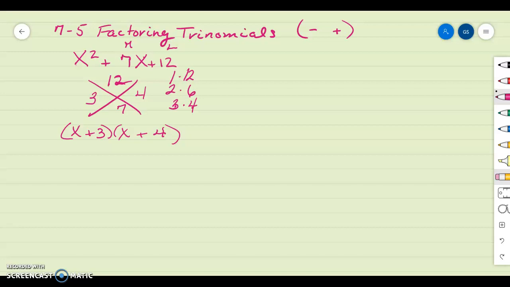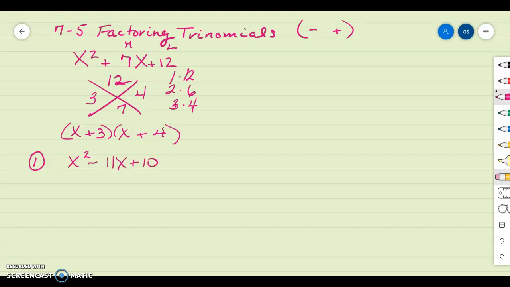Okay, what we're going to work on today is something that has subtraction in it also. And you're going to see we're going to have to play with these numbers a little more than we did with the addition. Okay, so I'm going to give you an example. So the first example we're going to do is x squared minus 11x plus 10.